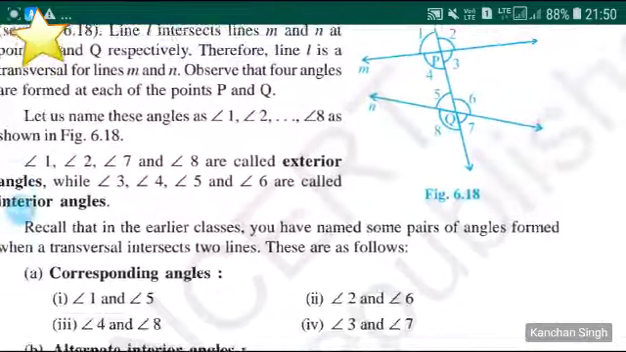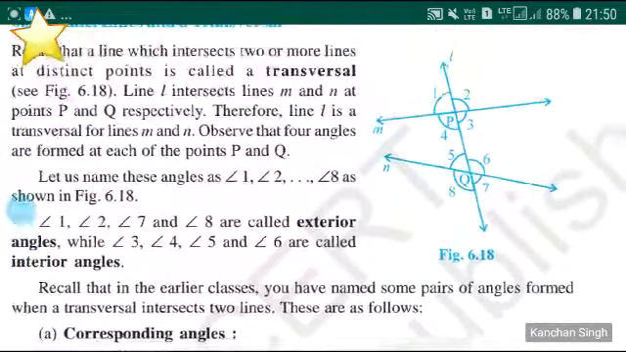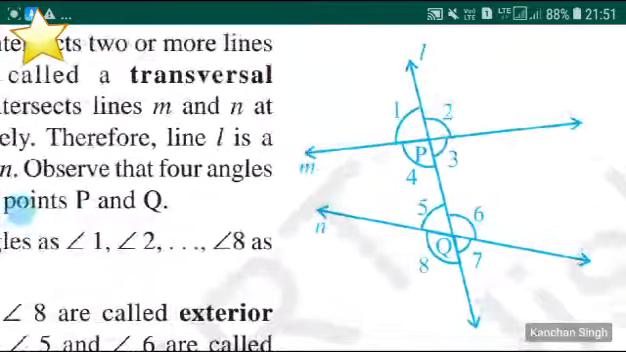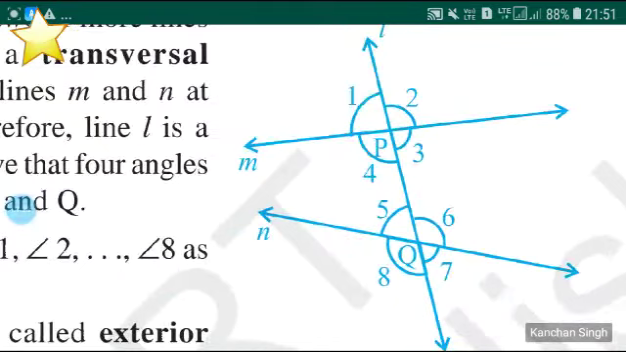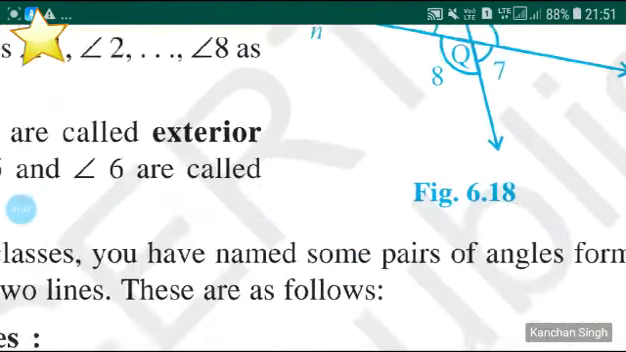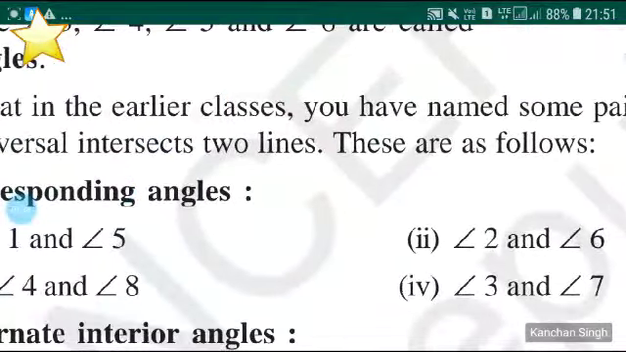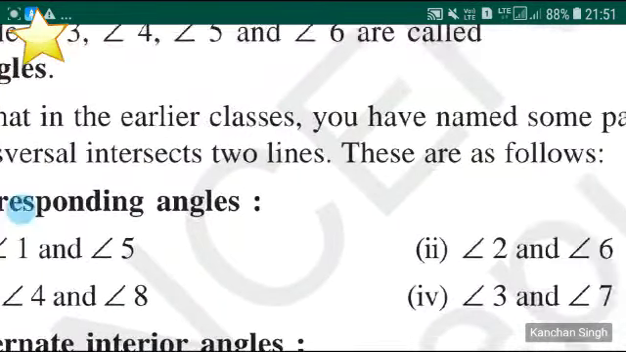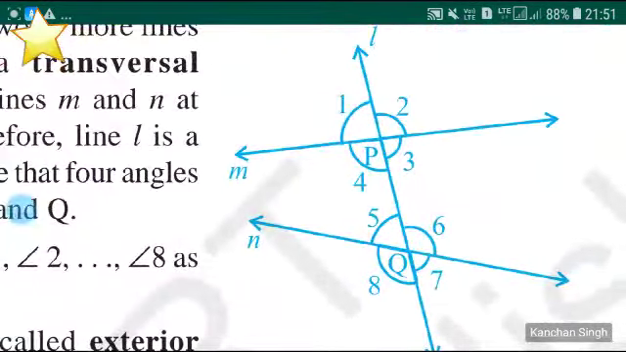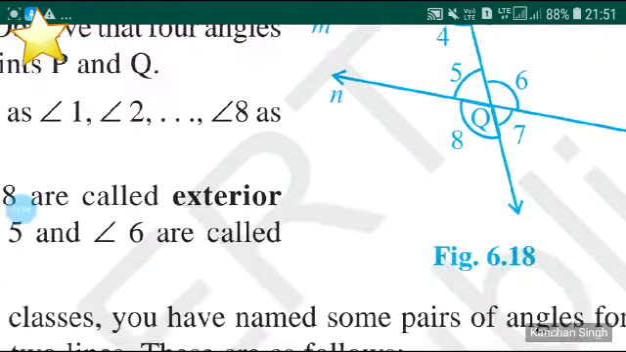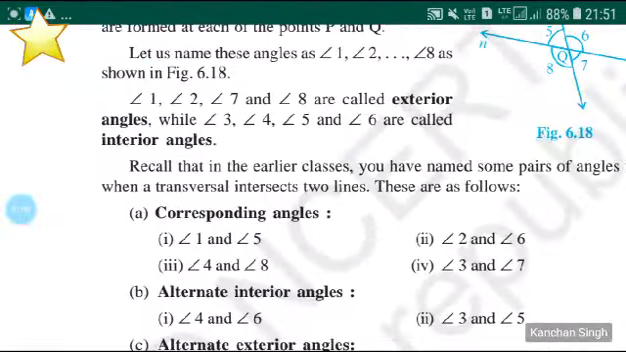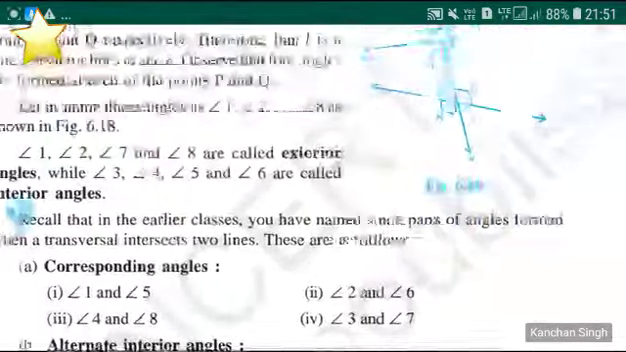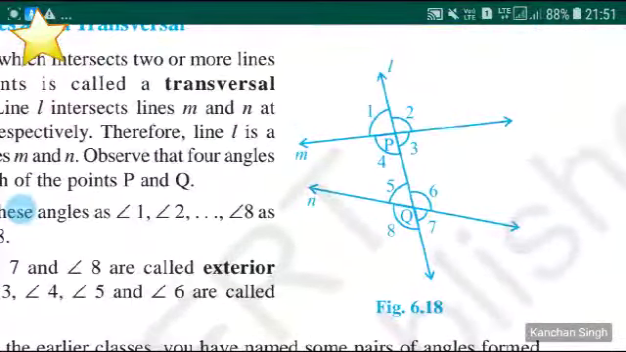Let us observe what our corresponding angles are. Simply by seeing the figure and using our previous knowledge, we can say that angle 1 and angle 5, angle 2 and angle 6, angle 4 and angle 8, and angle 3 and angle 7 are corresponding angles.